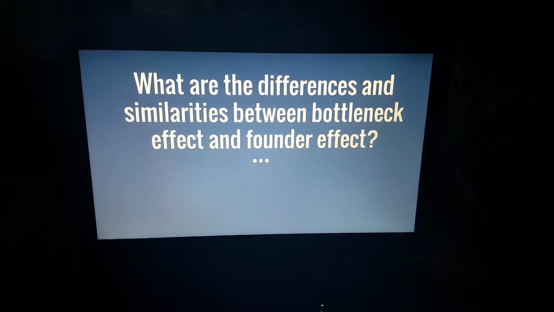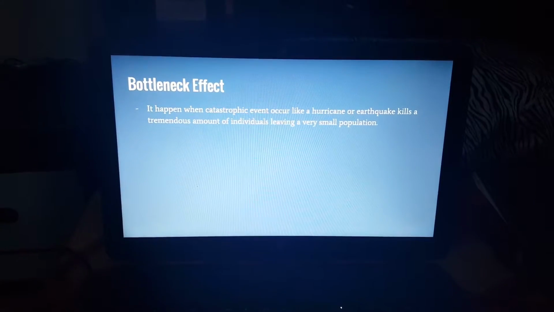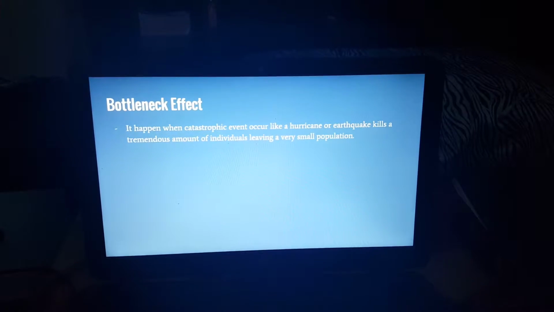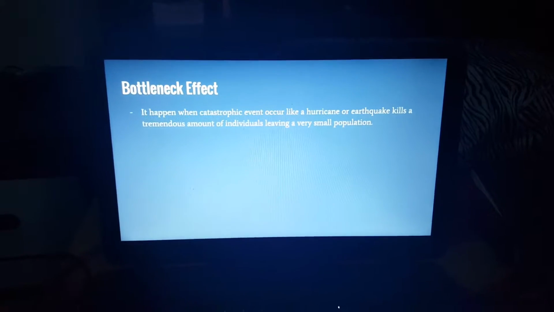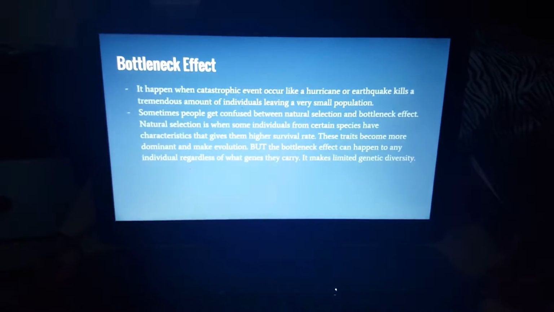The differences and similarities between bottleneck effect and founder effect. First, we'll explain what bottleneck effect is. It happens when a catastrophic event occurs like a hurricane or earthquake, and it kills a tremendous amount of individuals, leaving a very small population.